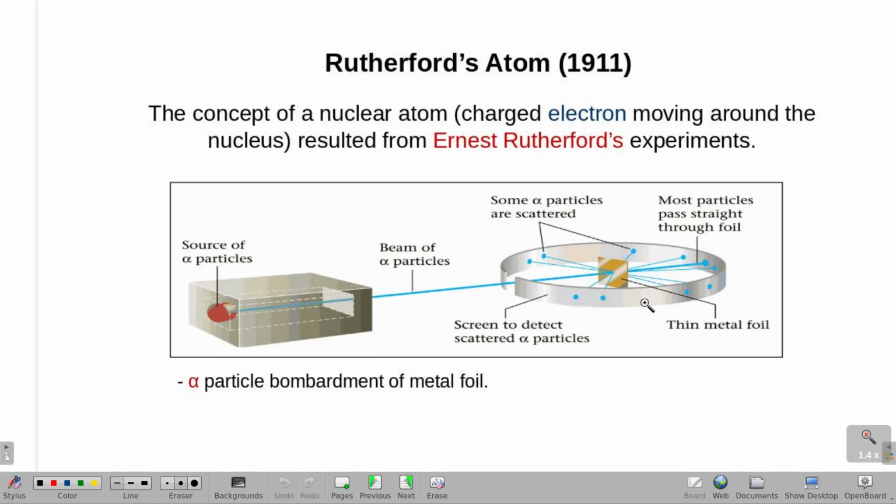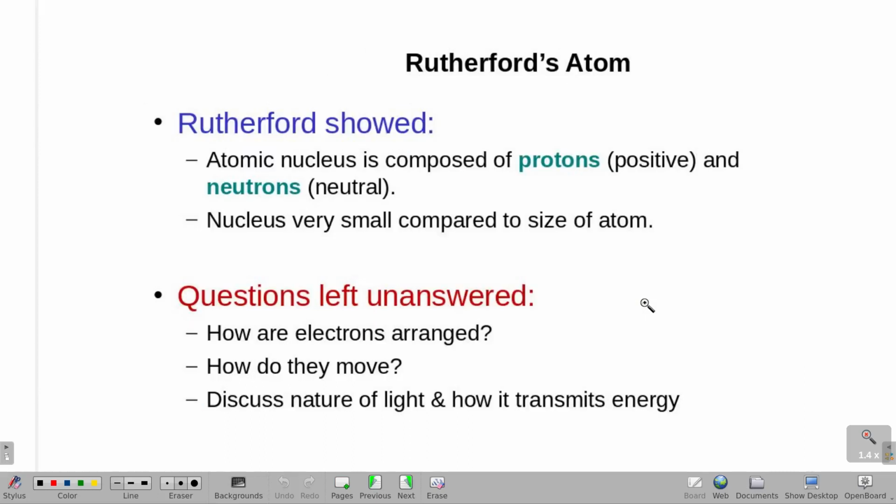Now that we had this data, that gave us a much better idea that the atom was made up of a nucleus, which had all the mass, and then the electrons were around the outside of it. Okay, so we have a whole idea now. We know that the protons, which carry all the positive charge, and the neutrons, which are neutral, are in the nucleus. And we know that the nucleus is very small compared to the space the electrons take up.